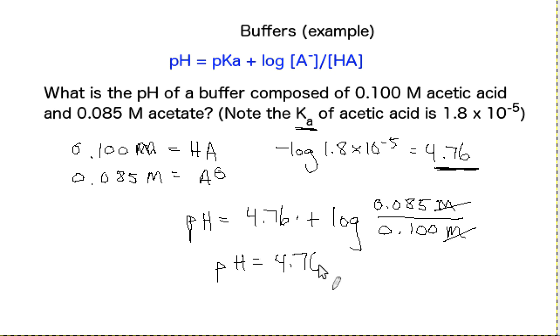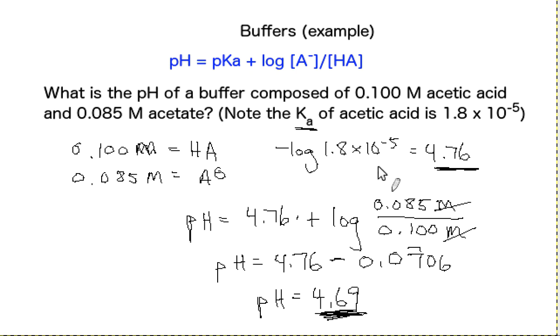Okay, so we've got our pKa, and let's look. The log, let me do it on my calculator, 0.085 divided by 0.1 is 0.85. I take the log of that, and I get negative, what do I get? Let me write it down. Negative 0.0706. So I'm subtracting this number from 4.76. And so my final pH is 4.69.